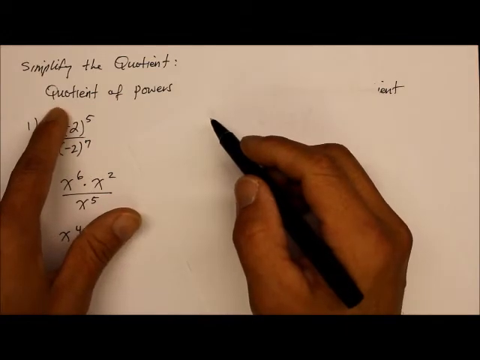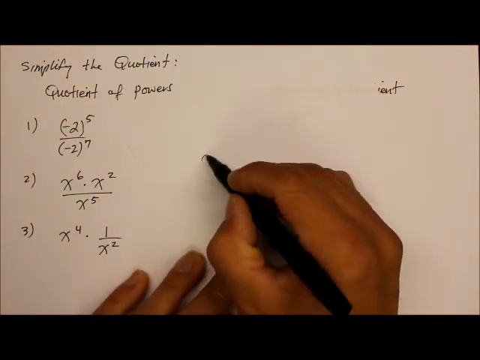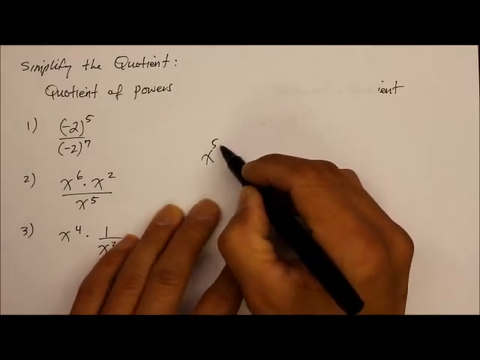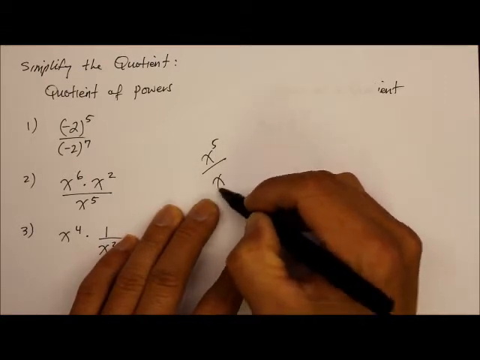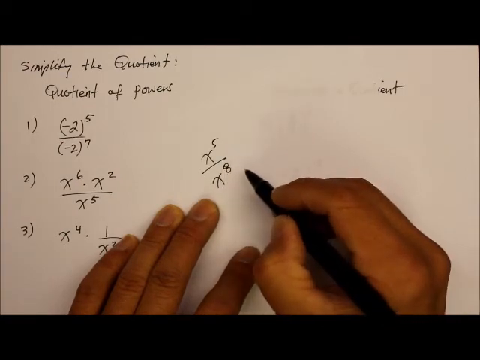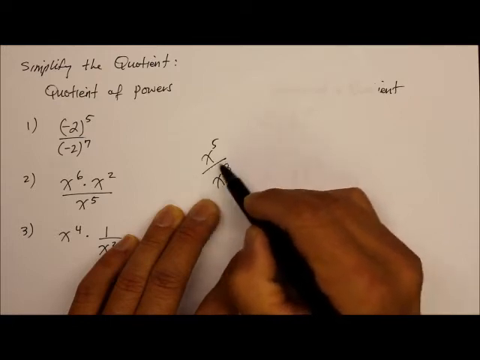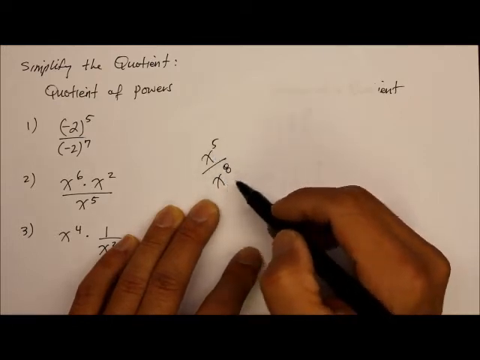When we talk about quotient of powers, here's a number with an exponent. Here's a number with an exponent. So there's a power, and this is a quotient of two powers. And here's how it works.